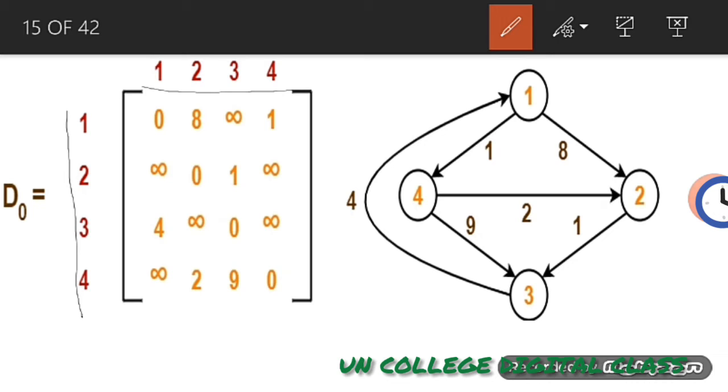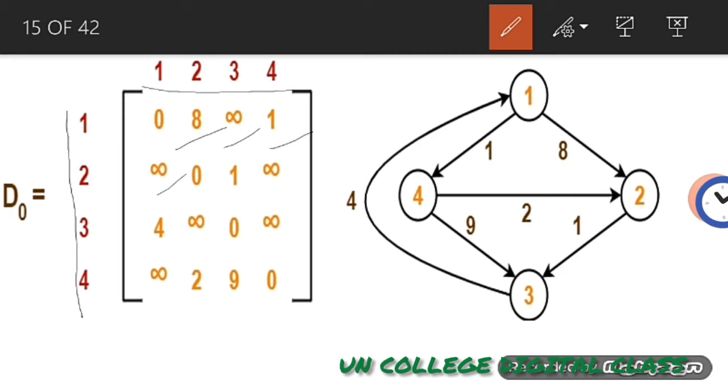In the previous slide I mentioned some points. All the diagonal values are 0: 1 to 1 is 0, 2 to 2 is 0, 3 to 3 is 0 and 4 to 4 is 0. Another important point is that if any vertex has a direct connection with another vertex, then maintain the weight. Here 1 to 2 is 8. 1 to 4 is 1, but 1 to 3 is infinity. 2 to 1 is infinity. Infinity represents that there is no direct connection.